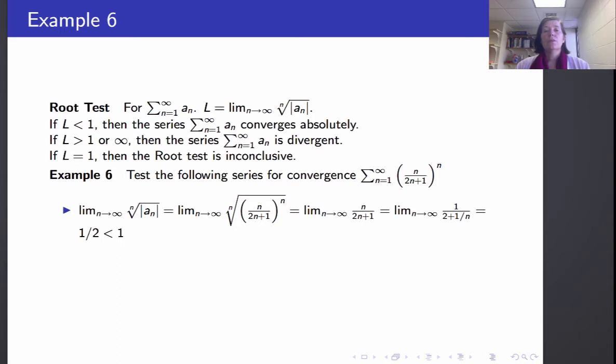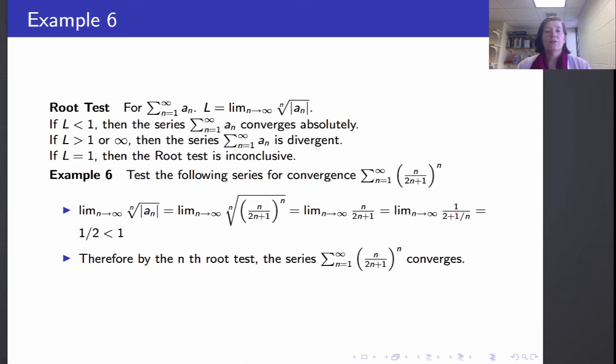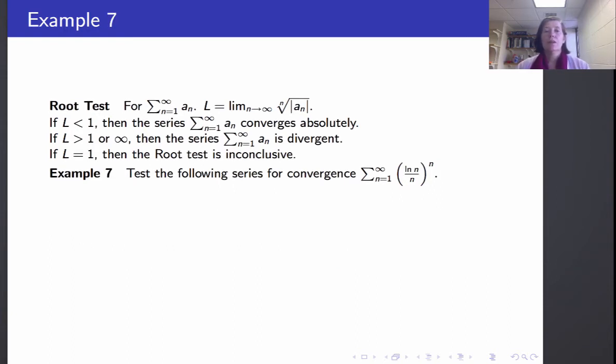So this is the limit as n goes to infinity of n over 2n plus 1, and dividing by n above and below, we get that that's equal to 1/2. And of course 1/2 is less than 1, so we can conclude that this series converges by our nth root test. Let's try one last example.